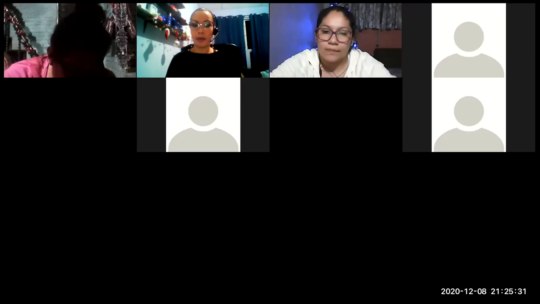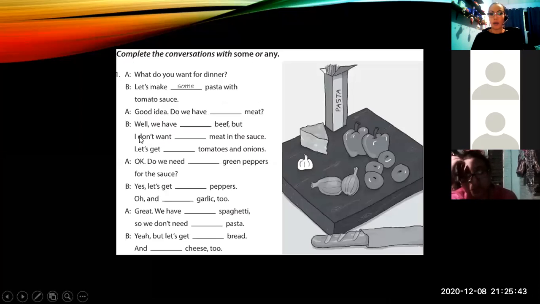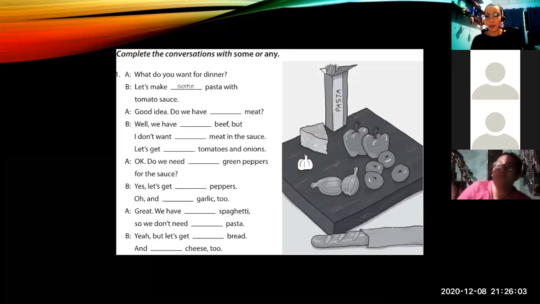Right, let's see that everybody's back again. So we're going to continue with the next exercise. Okay, here we have a conversation. You will individually complete the conversation with some or any. Hoy sí, no les voy a ayudar, solo van a hacer solitas, so you have to write some or any in the spaces in blank.